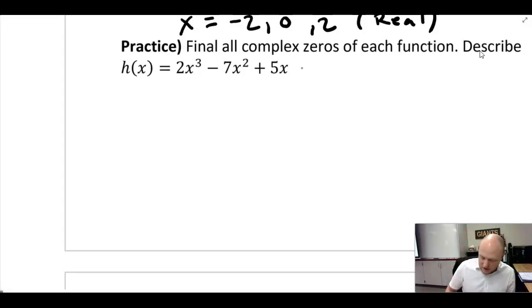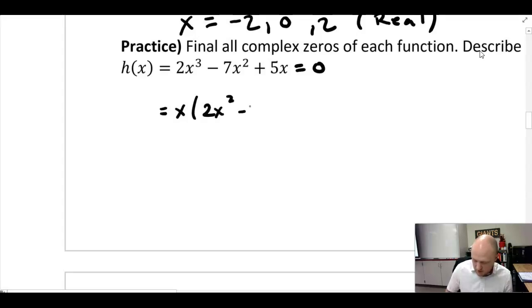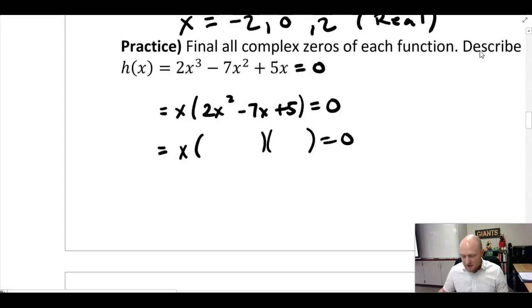Good. So I'm going to set this equal to 0. There is a GCF. I do have a GCF, leaving behind 2x squared minus 7x plus 5. And now I'm going to go ahead and factor this into 2 binomials. And you may get stuck here. A lot of students get stuck, and they're like, I don't know how to factor that.